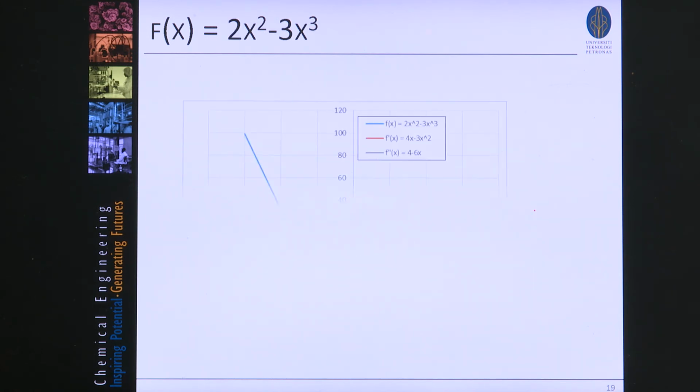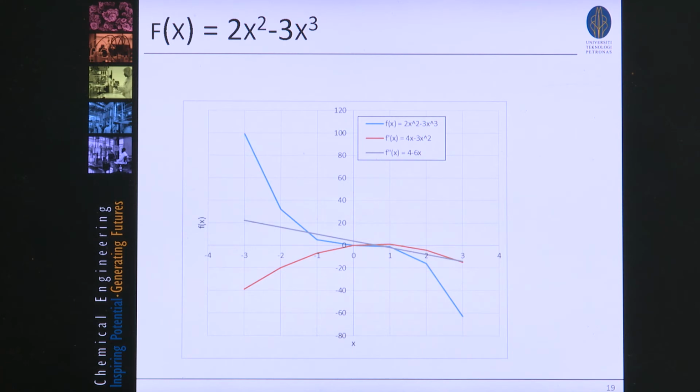How about this one? This one looks like this. The function, the blue line, touches the 0 line in several locations. The first derivative, the orange one, looks like this. If we set that equal to 0, we have two values that make this equal to 0.